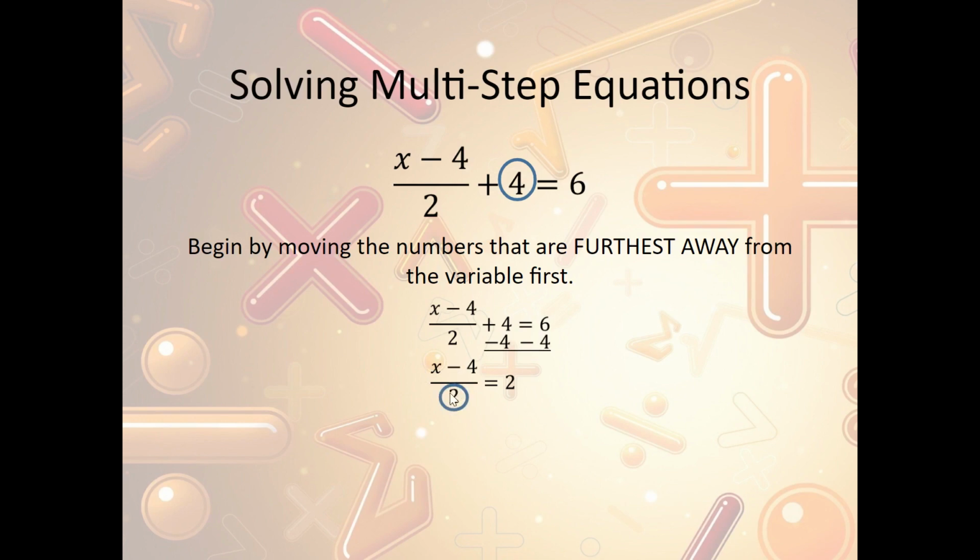So the 2 is being divided by this, right? So we're going to undo it by multiplying. So we'll multiply both sides by 2. And 2 over 2 is 1. Anything divided by 1 is just itself. So we're left with x minus 4 over here is equal to 2 times 2, which is 4. Now we have x minus 4 is equal to 4. We just have this 4 to get rid of. So we're going to get rid of that one next. It's subtracting 4, so we're going to undo that by adding 4 to both sides. And we get x is equal to 4 plus 4, which is 8.